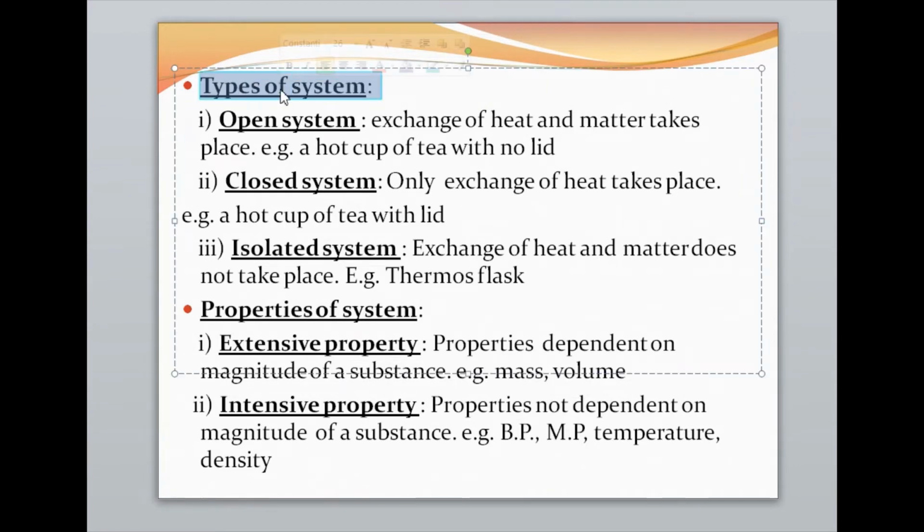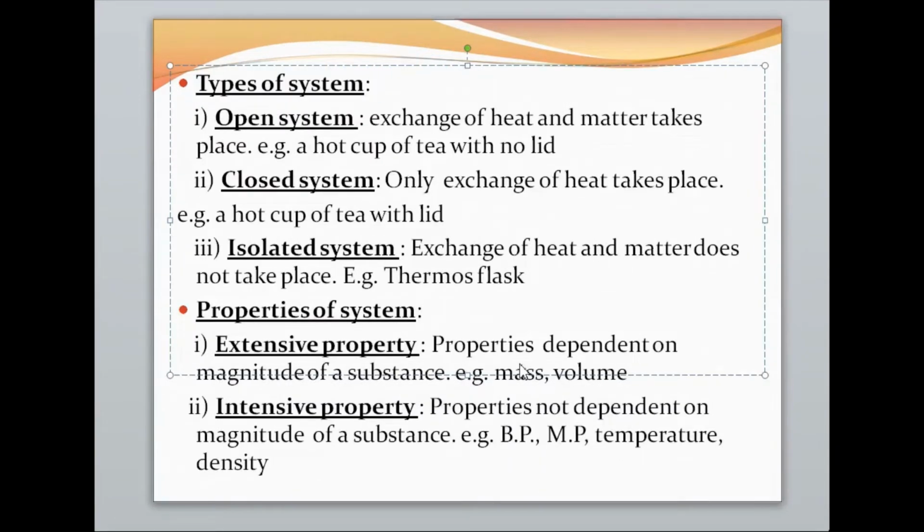Let us look at the different types of system. Types of system is what we're going to look at now. The first type of system is open system. In this, exchange of heat and matter takes place. For example, a hot cup of tea with no lid. Imagine you're holding a cup of tea which is hot, which has no lid, which means heat and matter both will move out of that cup of tea.